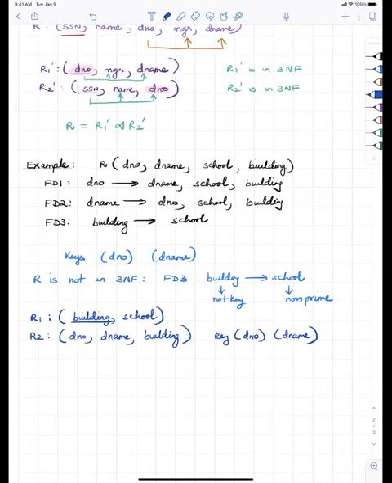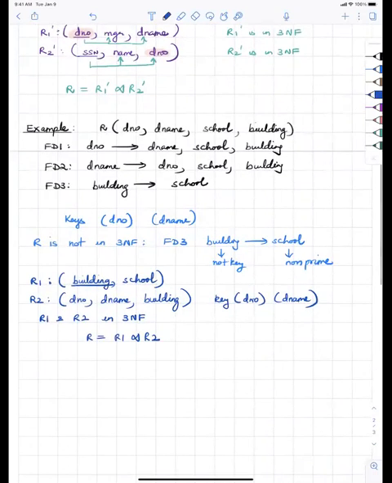And R would be the join of R1 and R2. Okay, so that's how you divide this particular table into third NF tables.